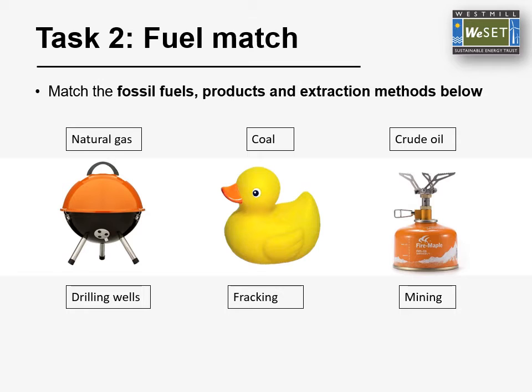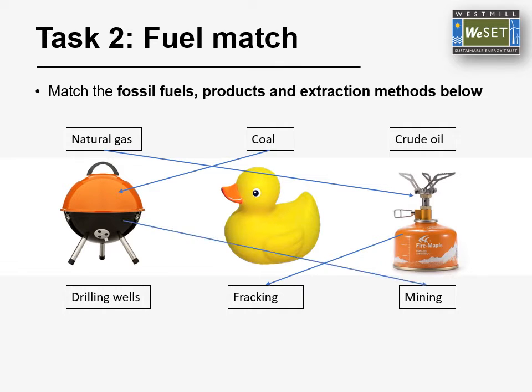So the first one, natural gas, well, there's a little gas canister in the bottom of that burner. And how is it extracted? By fracking. That's one of the methods. Second one, coal, is used in a barbecue and it's extracted by mining. Finally, crude oil is used in many plastics and is extracted by drilling wells. Well done.